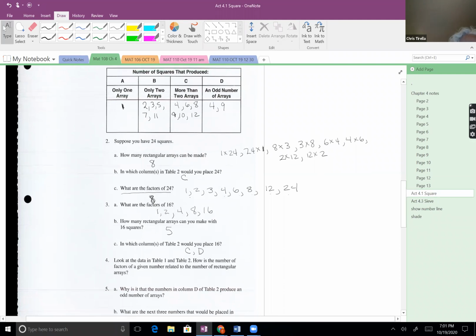So how is the number of factors related to the number of rectangles? They're the same, right? The number of rectangles equals the number of factors. Begins with an F, by the way.